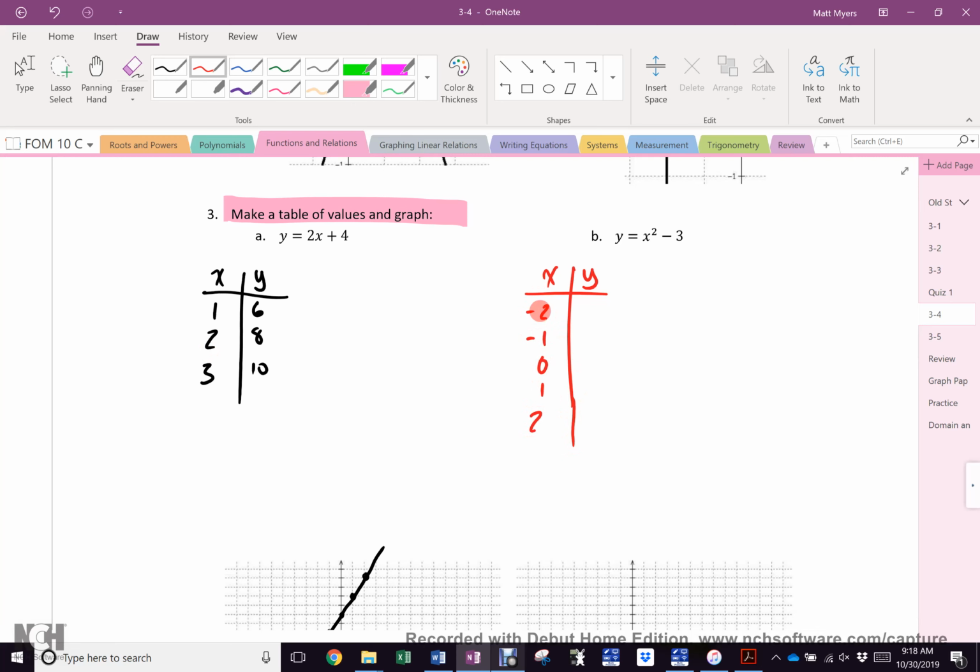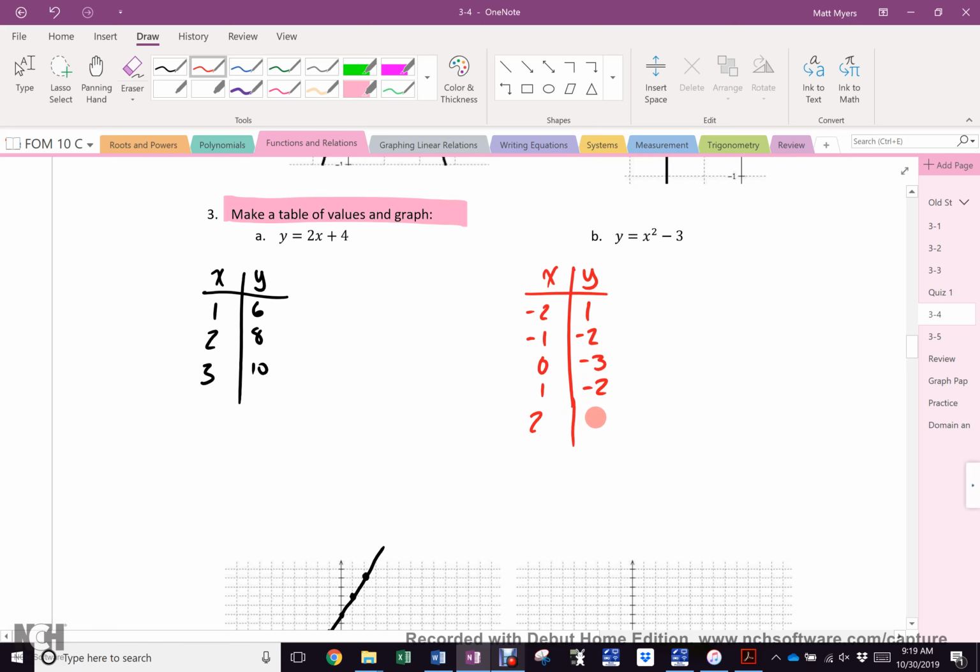This way I get to test your exponent abilities as well. What do I get? 1. Thank you. -2 squared is 4. 4 minus 3 is 1. What if I put -1 in? Negative 2. What if I put 0? Negative 3. What if I put 1? Negative 2. What if I put 2?